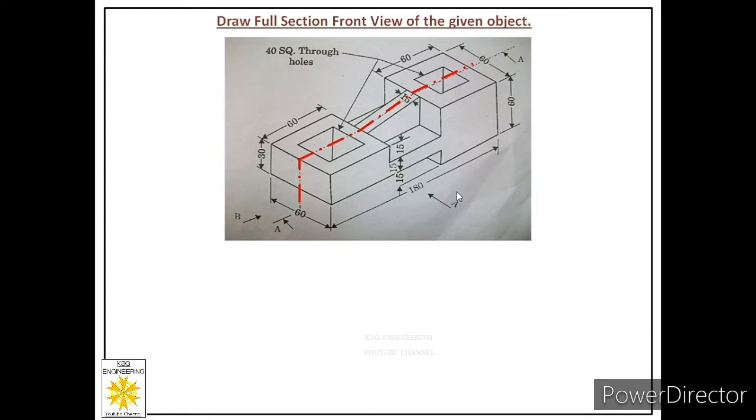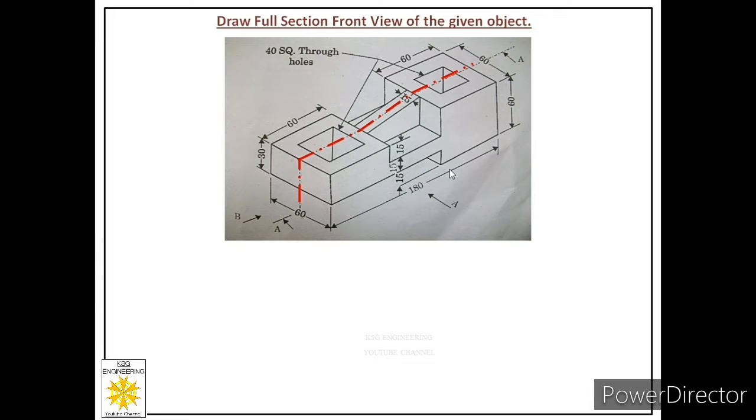And over here we are given this side as the front side of the object. So over here is the position of observer. Now, after cutting this object along this center line by using one imaginary cutting plane, we will remove the front half portion of this object, and whatever we are left with at the back, we will draw the orthographic image of the left out portion, and that will be called the full section front view of this object.